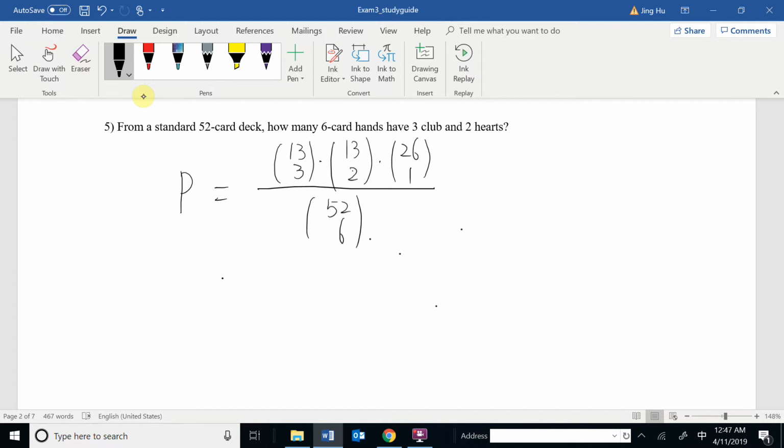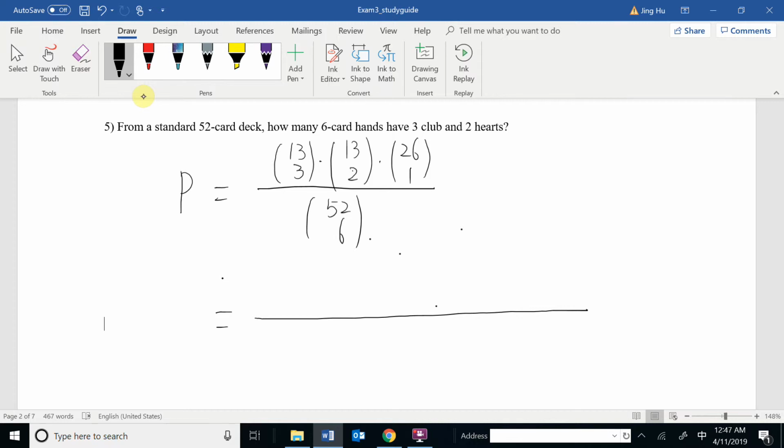Next video, we will talk about how to use a calculator to get those combination answers. Here we just put all the details manually, calculate based upon the combination formula.